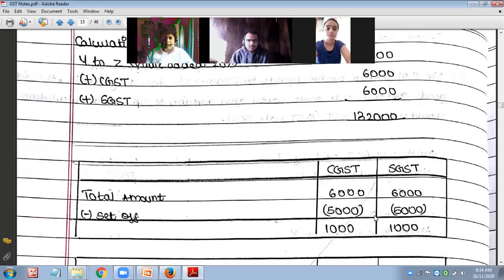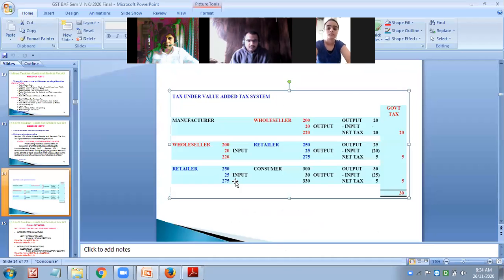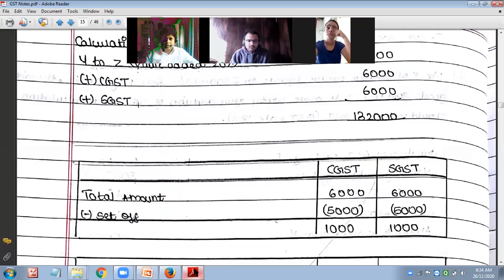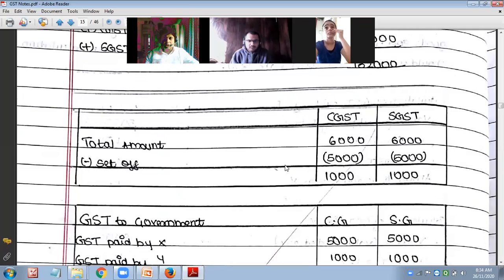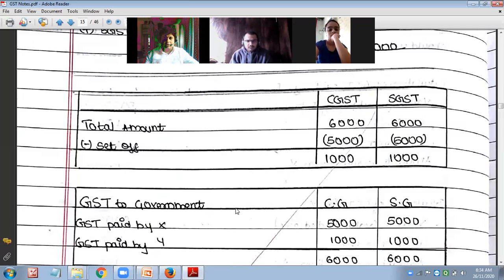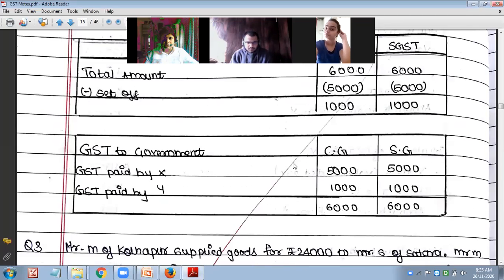So he has availed the benefit of ITC of 5,000 rupees and he is going to pay only 1,000 rupees, as I have mentioned here. Is this clear? Then what will happen next? How is the government not a loser? The government was expected to get 6,000 rupees. It will get 5,000 from X and 1,000 from Y. Understood the entire concept?